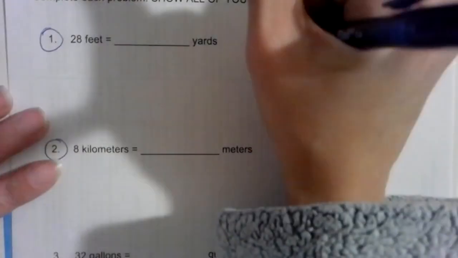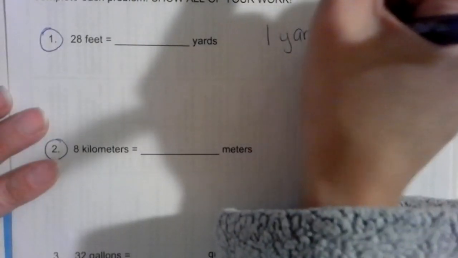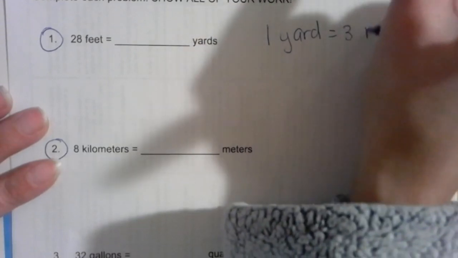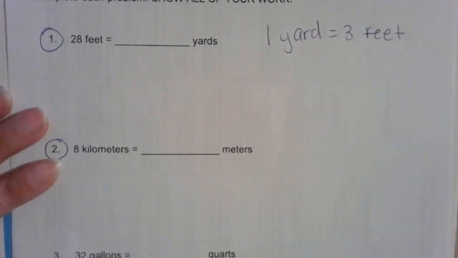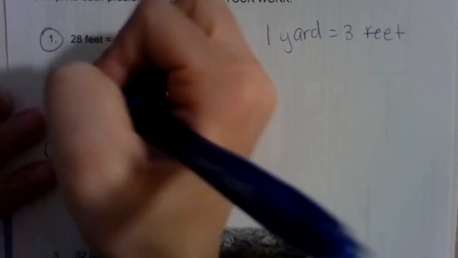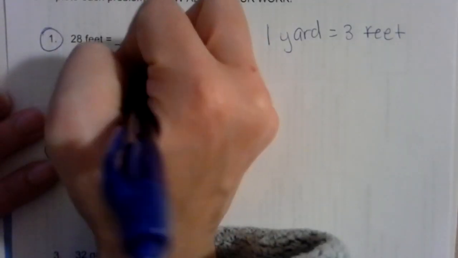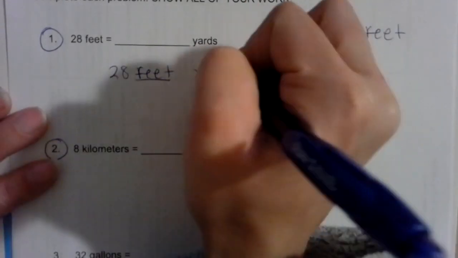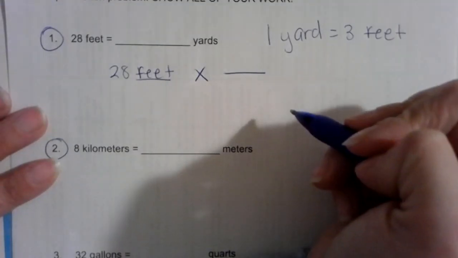We're going to write that off to the side so that we can use it. 1 yard equals 3 feet. Now students are going to set up their conversion. They're going to take their 28 feet, and units are important. Students, please write down your units. Multiplying it by this conversion factor.